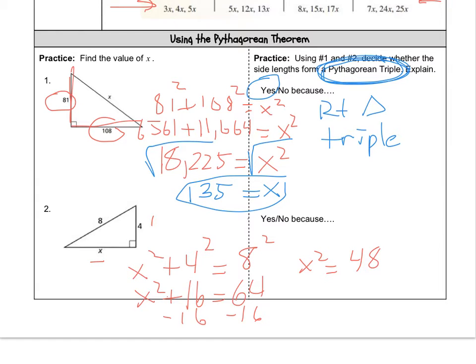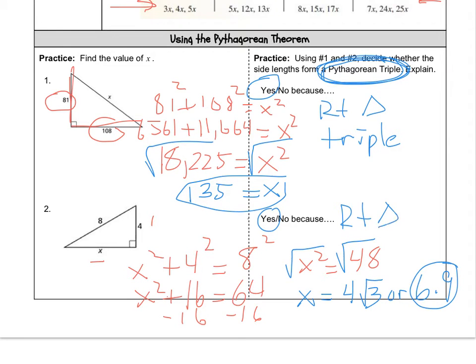I need to get x by itself, so I would take the square root. And so I have x equals the square root of 48, depending on if they want it in simplest terms. If they wanted it in simplest terms, which you guys did in the last lesson, it would be 4 radical 3. Or for right now, let's just go ahead and calculate that and round to the nearest tenth. You would get 6.9. And so, yes, it is a right triangle. It does give me a right triangle.